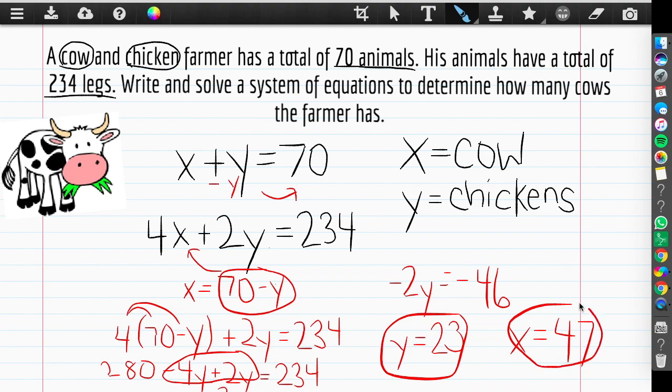So for this problem, we're going to have two answers here. Y is equal to 23 and x is equal to 47. As a reminder, we were trying to figure out how many cows, so we need to look at the x value. So our final answer then is going to be x is equal to 47, meaning there were 47 cows.